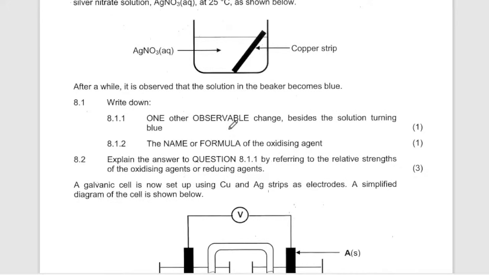So basically the solution turns blue because copper is dissolving. Another thing is that the mass of copper is going to decrease, because the copper reacts from copper to copper ions plus 2 electrons. So the mass of this copper is going to keep on decreasing. So that's another observation.